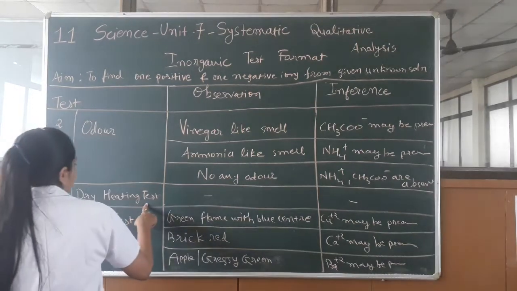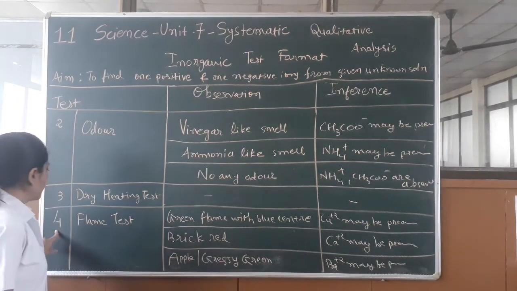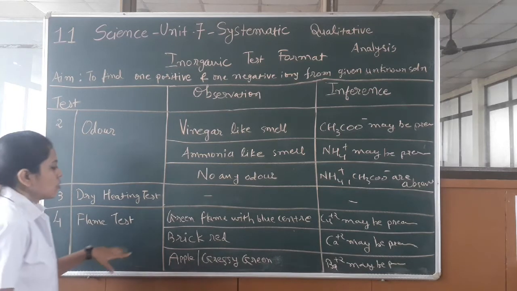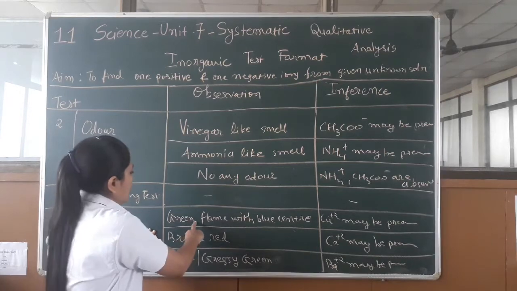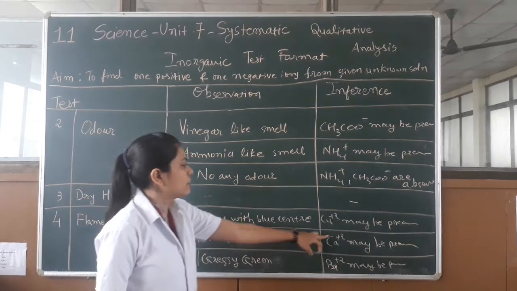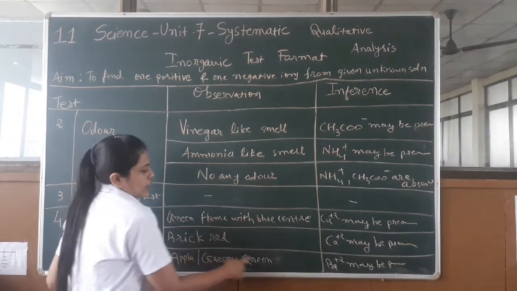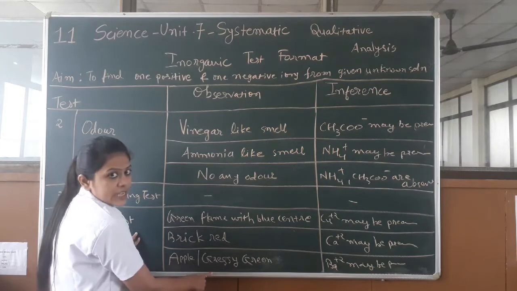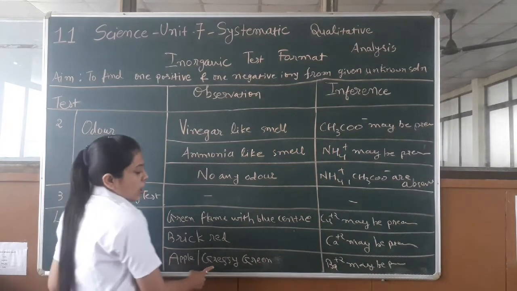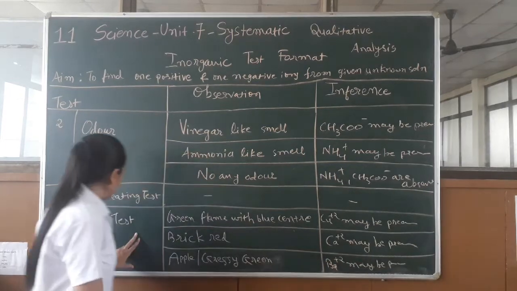Third test is dry heating test. You have to write only dash dash. Fourth one is flame test. You have to just remember, no need to do any flame test. Green flame with blue center, then Cu+2 may be present, copper. Brick red, calcium, Ca+2 may be present. Apple green or grassy green, that means barium, Ba+2 may be present.